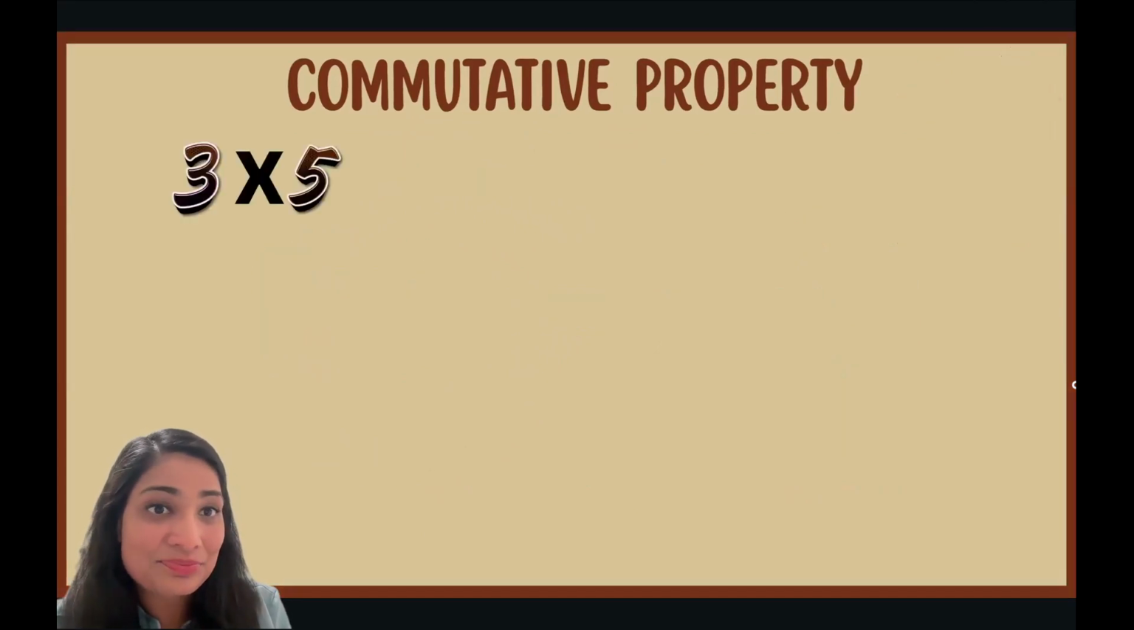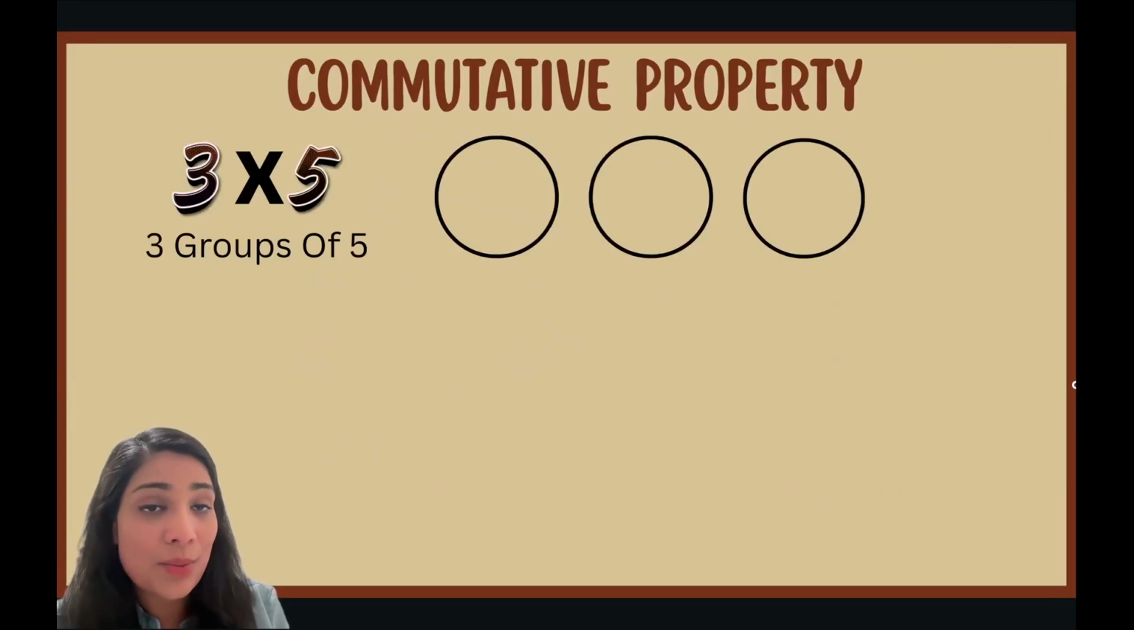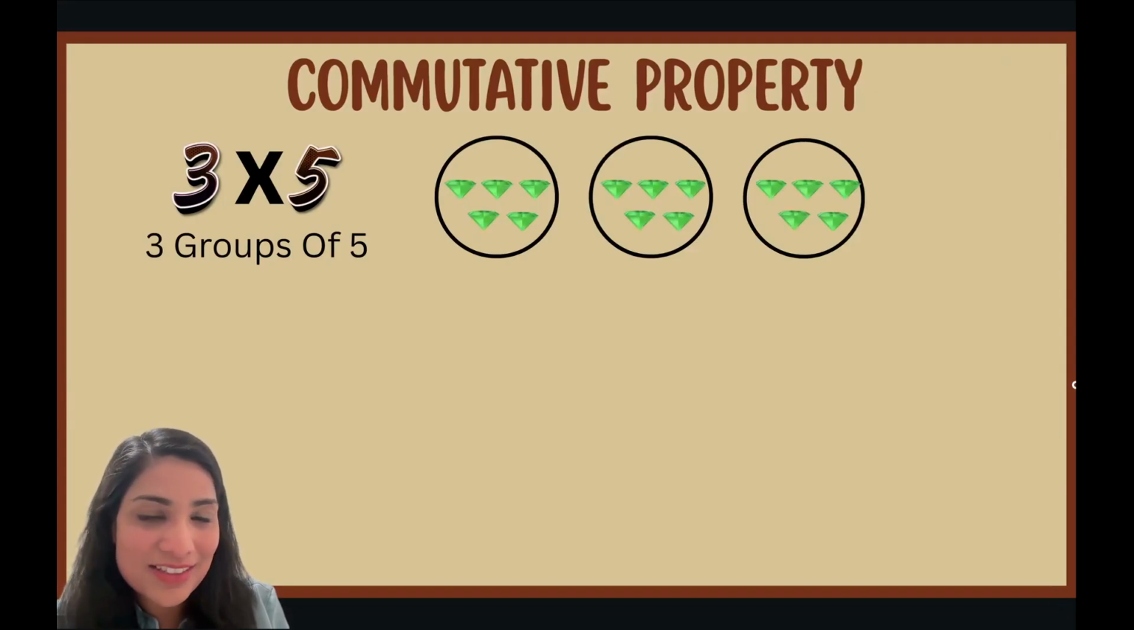Well, let's try it. 3 times 5 is actually called 3 groups of 5. Let's draw 3 groups. Okay, let's place 5 items in each group. What should we place? Should we place jewels? Let's do that. So 5 jewels in first group, 5 jewels in second, 5 jewels in the third group. How many jewels do we have together? Let's do repeated addition to calculate that. 5 plus 5 plus 5. 5 plus 5 is 10. 10 plus 5 is 15. Great. So we have 15 jewels altogether.